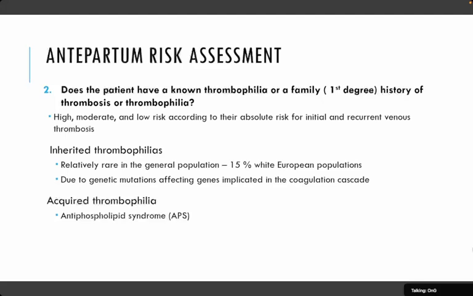The second most important risk factor is either a personal history of thrombophilia or a first-degree family history of thrombophilia. And again, these thrombophilias can be classified into high, moderate, and low risk, depending on their absolute risk for initial or recurrent venous thrombosis. Inherited thrombophilias are rare, and these are due to genetic mutations that impair the coagulation cascade. And acquired thrombophilias, for example, are antiphospholipid syndrome.